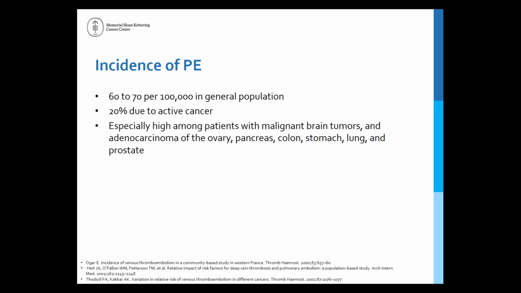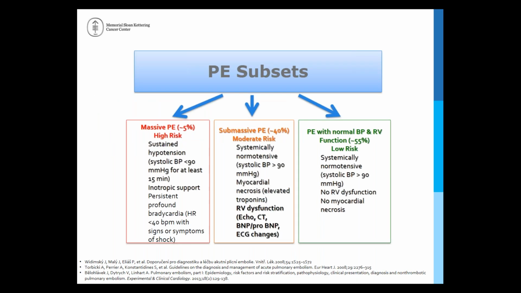A little background: incidence of PE. So 60 to 70 per 100,000 people present with PE in the general population, and a very high number, 20%, is due to active cancer. PE is especially high in patients that have malignant brain tumors, adenocarcinoma of the ovary, pancreas, colon, stomach, lung, and prostate. When we look at acute PE, we can divide it into three categories.